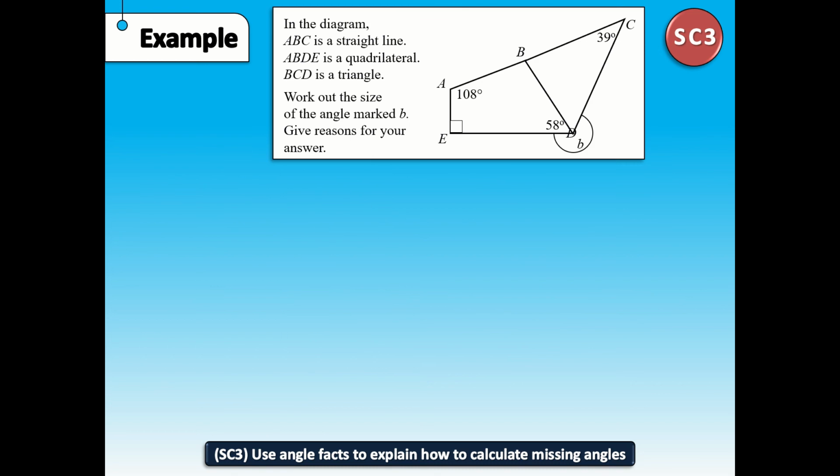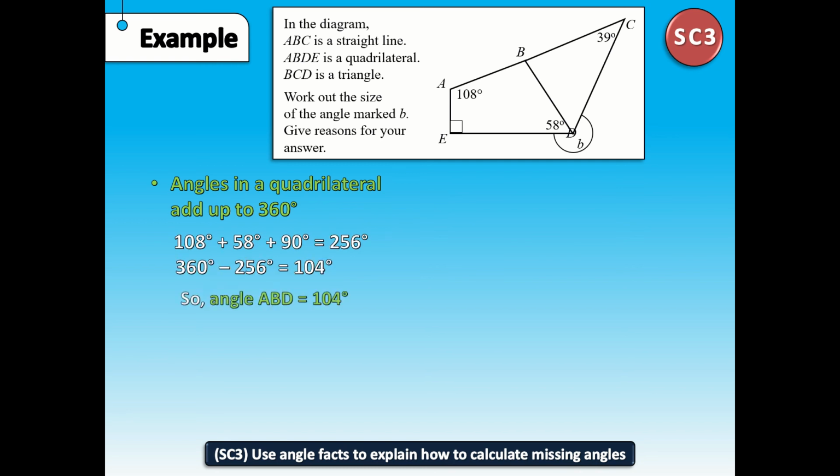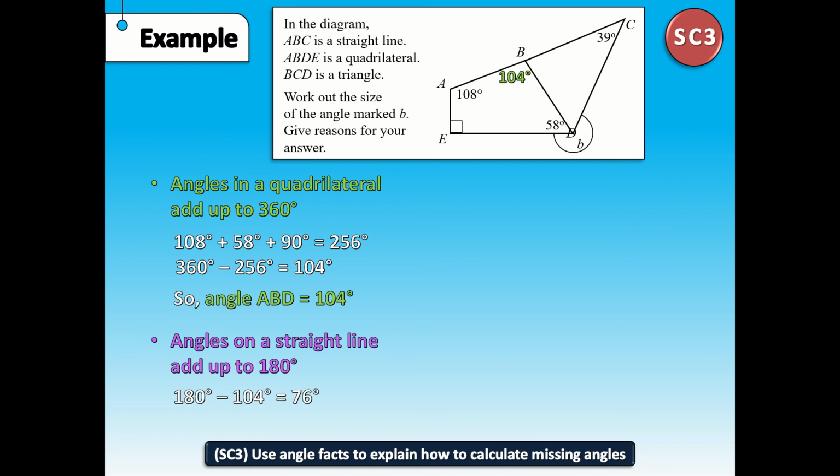Let's have a look at this question. We want to work out the size of the angle marked B and give reasons for our answers. So we know angles in a quadrilateral add up to 360 degrees. So we know angle ABD is 104 degrees. We know angles on a straight line add up to 180 degrees. So angle CBD is 76 degrees.